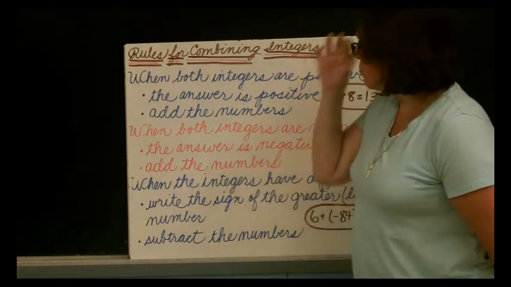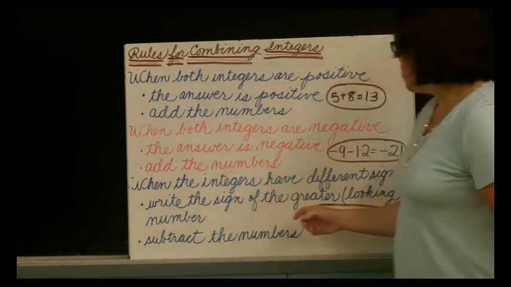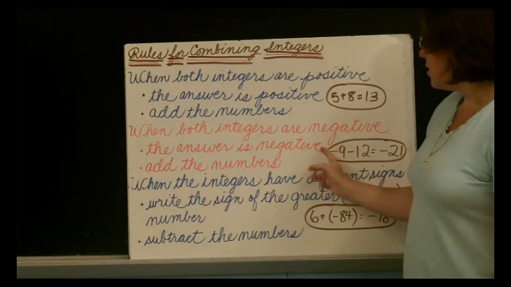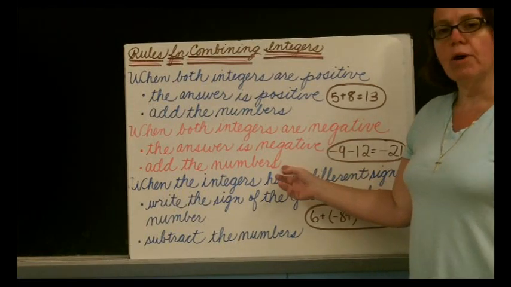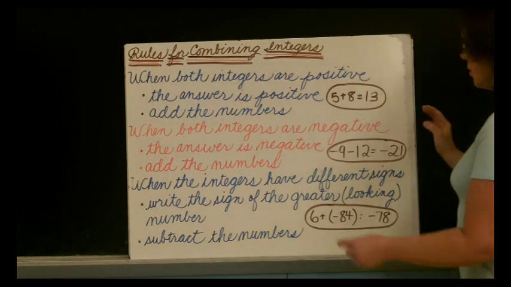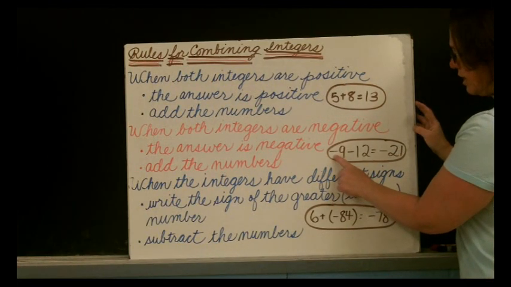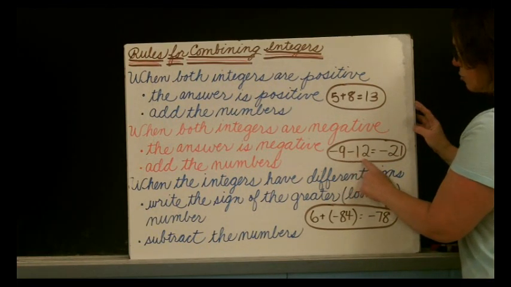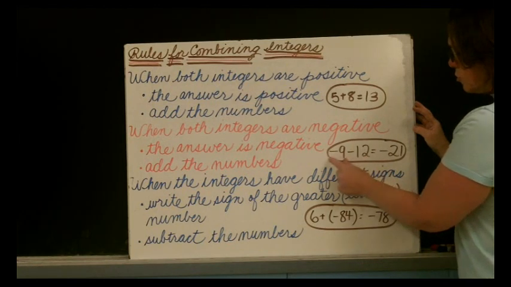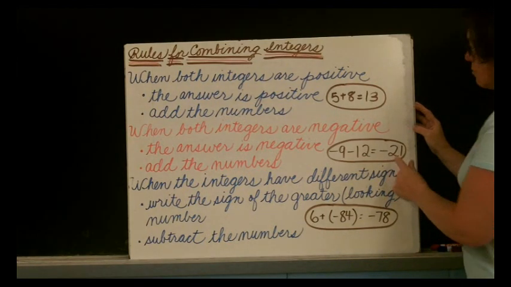Let's look at the second rule. When both integers are negative, the answer is negative, and again, you add the 2 numbers. So if you look at this example on the side, we have a negative 9 and a negative 12, and together those 2 negative terms make a negative 21.